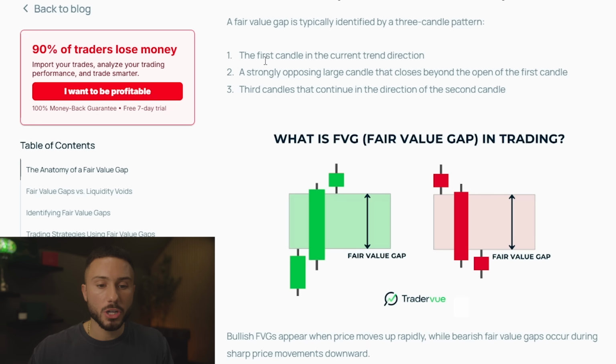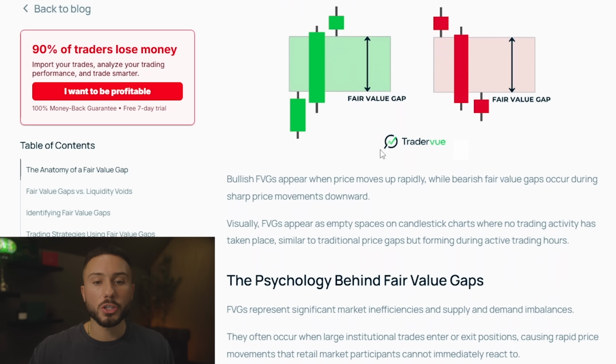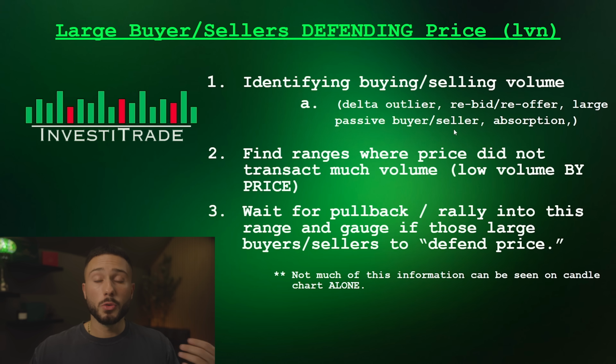Now, like I mentioned, I did not know what a fair value gap was until my comments were flooded with how the strategy that I've been using is similar to an ICT term that's called a fair value gap. So I did my research, I looked up what a fair value gap is, and all this looks for is just where the market rapidly moves up or down on a candlestick chart where there is no trading activity that has taken place. Now, this is very similar to the strategy that I use, which I call low volume nodes.